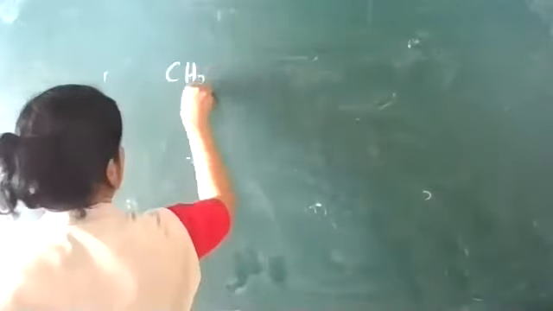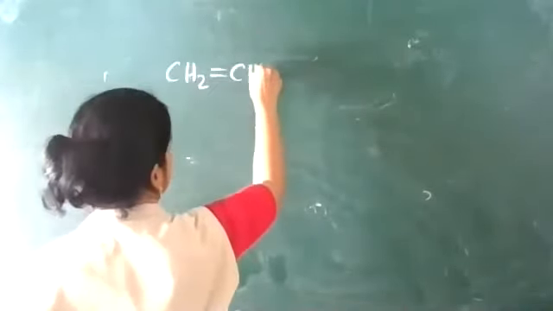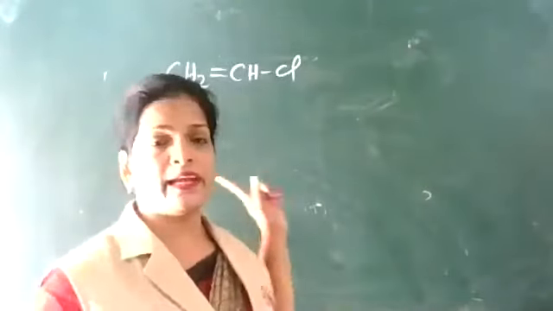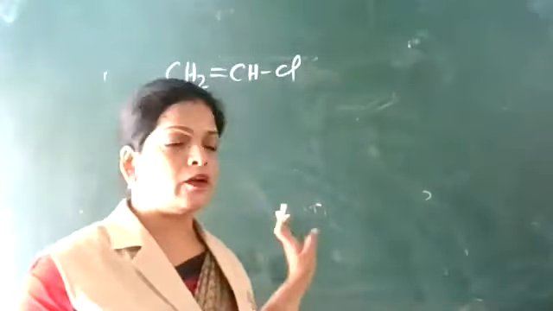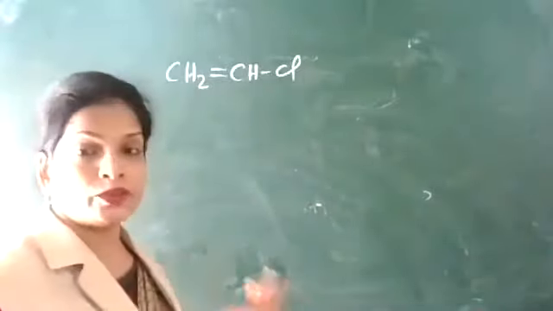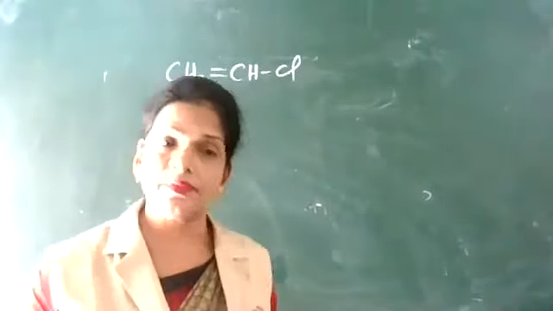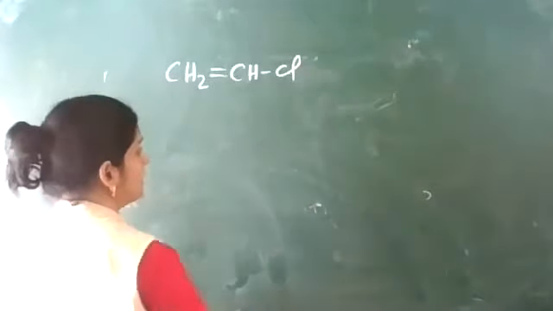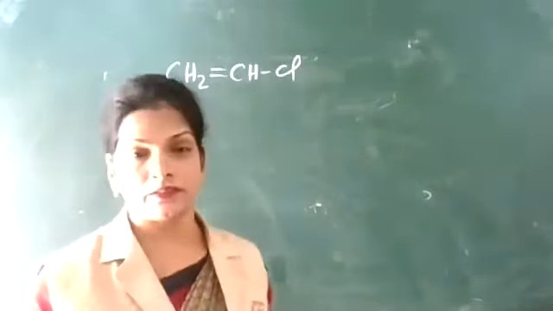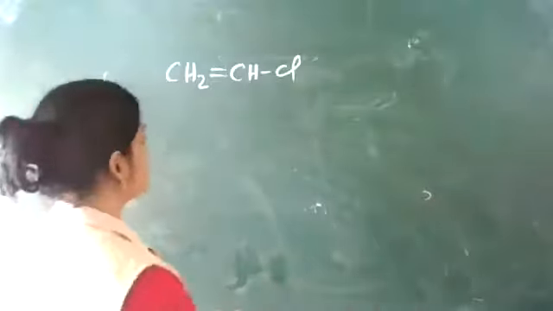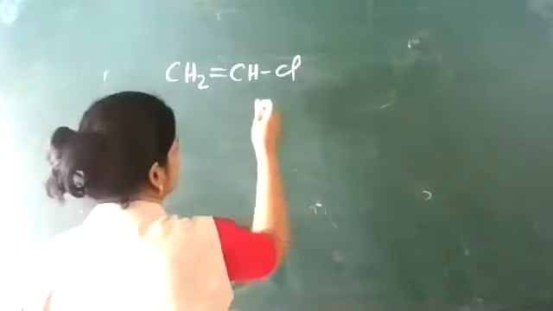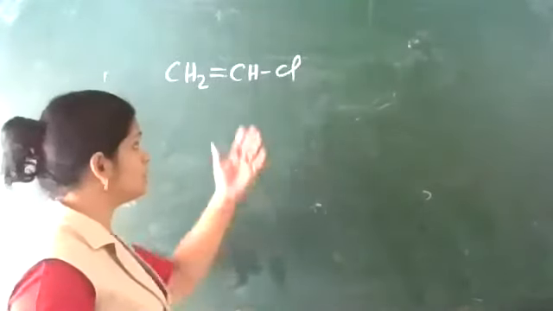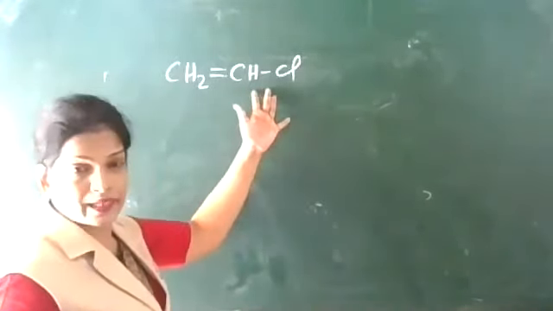Next, CH2 double bond CH. Finally, vinyl chloride. Vinyl chloride does not undergo substitution reaction, whether SN1 or SN2. Why? Because for vinyl chloride to undergo a substitution reaction, either by SN1 or SN2, the C-Cl bond ultimately has to be broken.